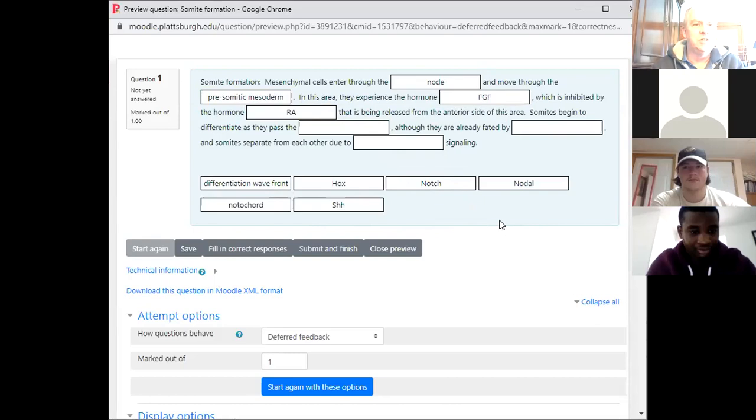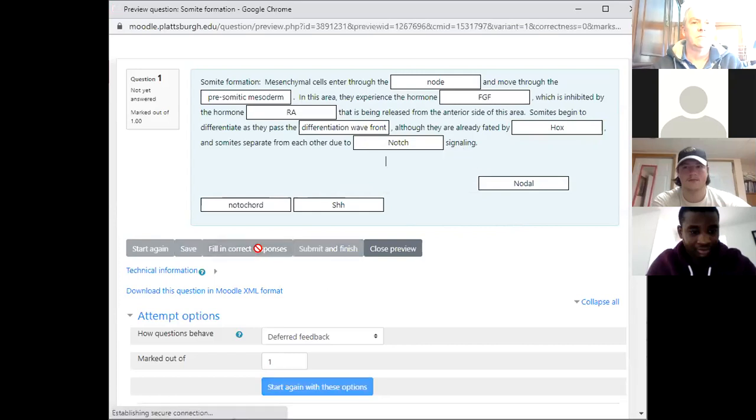Somites begin to differentiate as they pass the differentiating wavefront, although they are already fated by the Hox genes. This is all what we talked about in the last class. And somites separate from each other due to Notch signaling. I think I got that one right. Ta-da! Dr. Slish is smart.